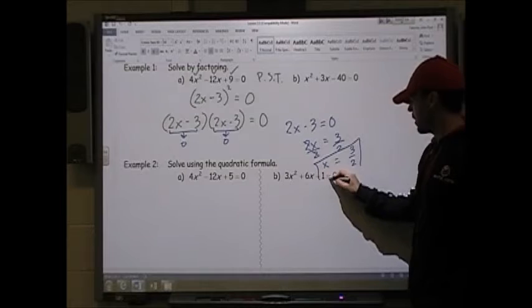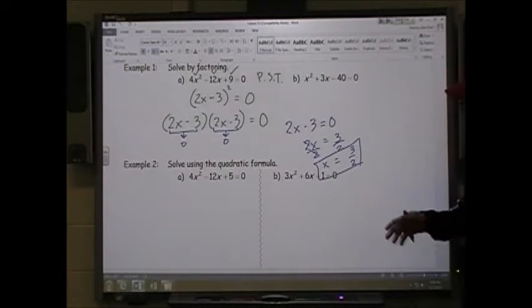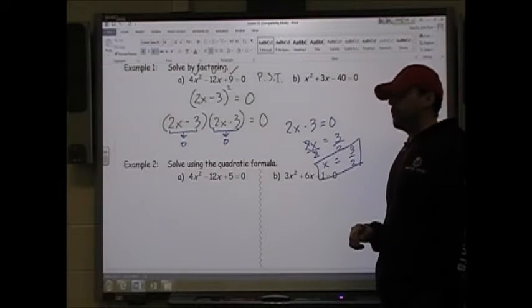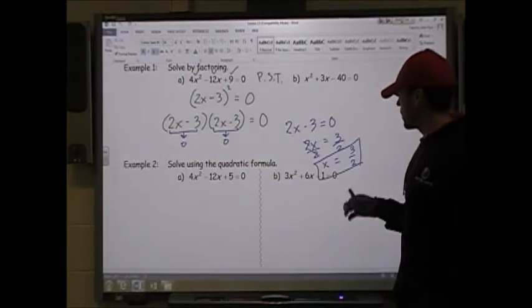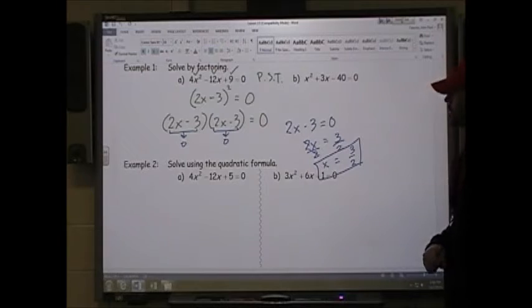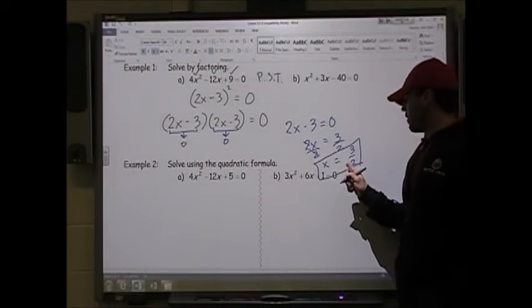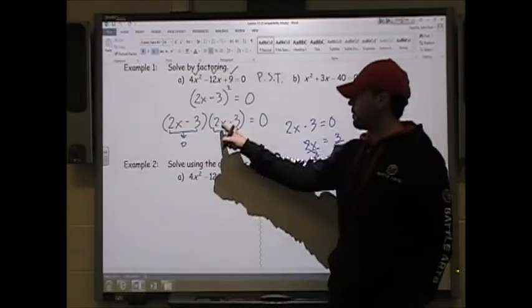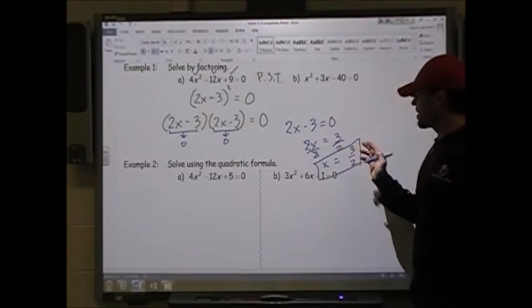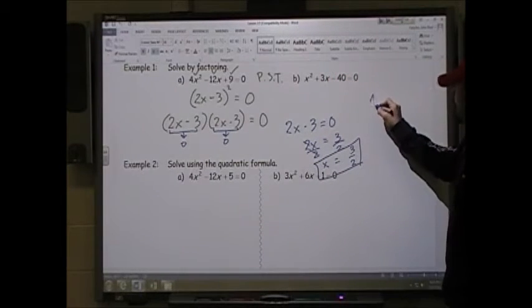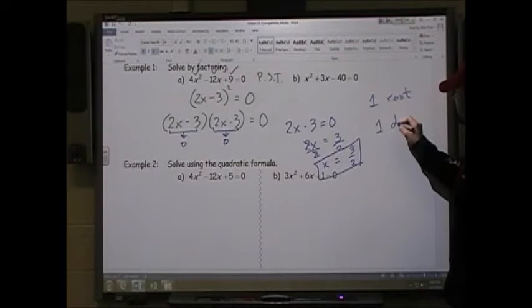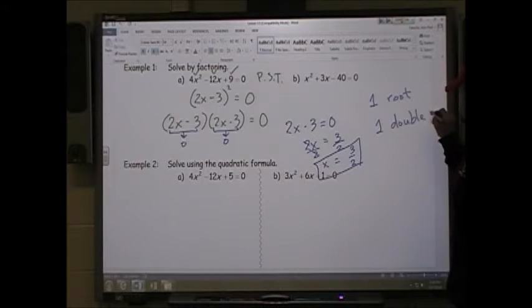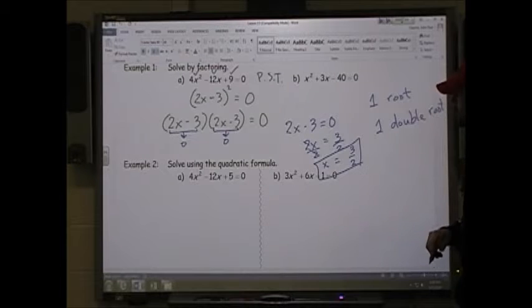Now, 1.5 is okay to write. 3 halves is okay to write, either one. But if it was a third, please don't write 0.3 with a bar on top, because that's improper format. You would write 1 over 3. So one of my x-intercepts is 3 halves, and guess what? If you did the other one, it's going to give the exact same answer, 3 halves. So you have one root. Actually, what they call it is one double root, because there are two of the same root, or two of the same x-intercept. If there's only one x-intercept, what does that mean?